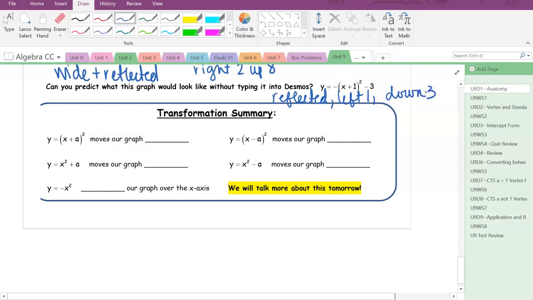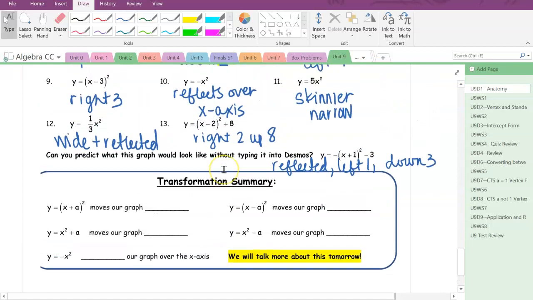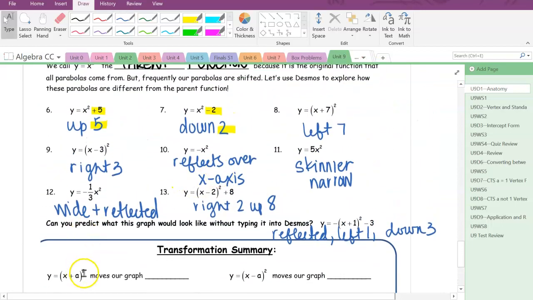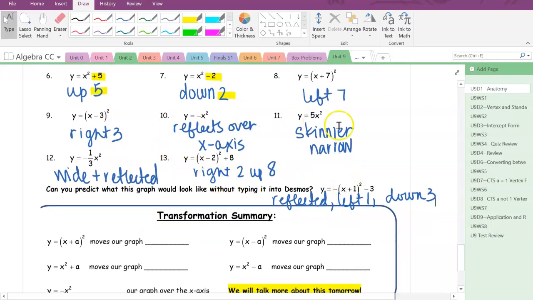All right, so we're going to talk a lot more about this tomorrow, but let's see if we can summarize our transformations here. When it was (x plus a) squared in the parentheses, it actually did the opposite of what we expected. See this plus? It actually moves it left a units. (x minus a) squared, like number 9, moved it right a units.